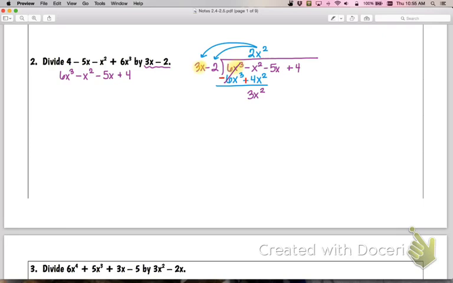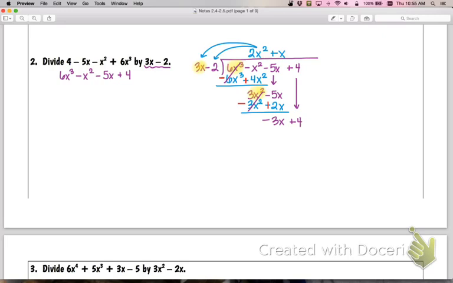So the process is divide, multiply, subtract, and then bring down. So we're going to bring down the minus 5x. And now we start over again. We're going to use this as our first term this time. So how many times does 3x go into 3x squared? 3x times x, just 1x, would make 3x squared. Distribute that again, and I would get 3x squared minus 2x. Divide, multiply. Now we subtract, so flip all the signs. That gives me negative 3x, and then we bring down the plus 4.